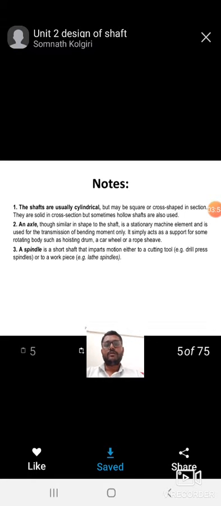Next, the shafts are usually cylindrical. The shape of a shaft is usually cylindrical, but it may also be square or cross shape in section. They are solid in cross section, but sometimes hollow shafts are also used.